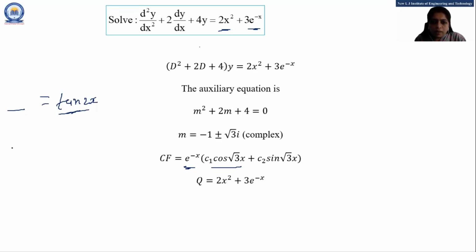Right? When your right hand side is e raised to x into sine 2x like this, at that time you can apply the shortcut method, case 4, as well as the undetermined coefficient method. So if they ask simply to solve, then it is up to you. But if they ask to solve with the undetermined coefficient method, then you have to apply just the undetermined coefficient method only. Okay.